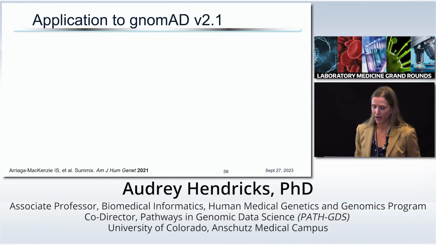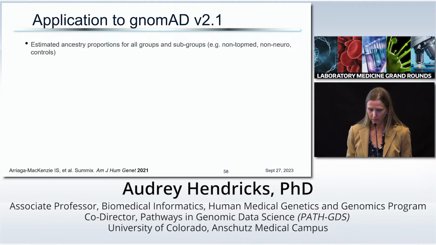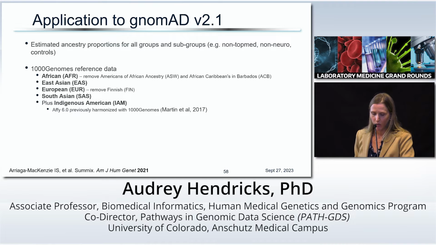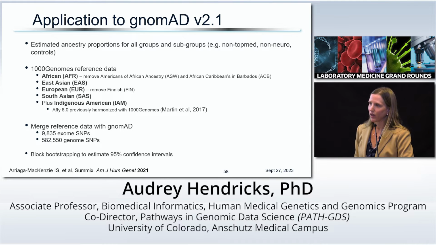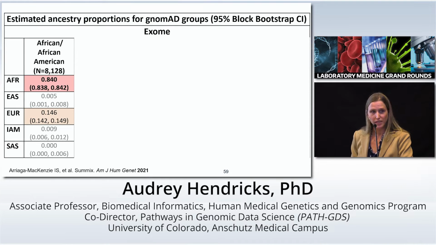We applied this to Nomad version 2.1, and we estimated the ancestry proportions for all groups and all subgroups. This is in our publication. We used 1,000 genomes reference data, African, East Asian, European, South Asian, and Indigenous American. We did this for the exome data and the genome data. And again, we used block bootstrapping to estimate our 95% confidence intervals. So what did we find?